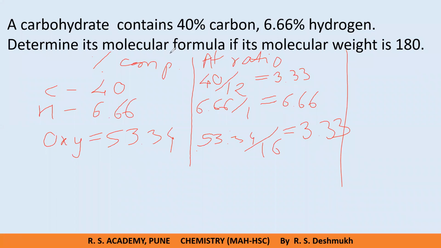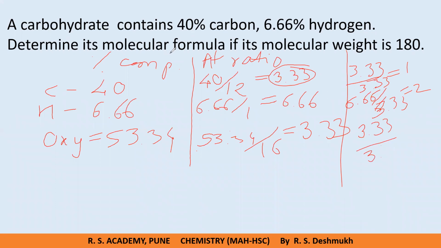Find out the least figure in the atomic ratio. It is 3.33. Anywhere you can check, it is 3.33. That is the least. Divide all by it. So in the first case, 3.33 upon 3.33 is equal to 1. In the second case, 6.66 upon 3.33 is equal to 2. And the last one, again 3.33 upon 3.33 is equal to 1. So this is nothing but the simplest ratio. Now what is the simplest ratio? It comes as 1:2:1.